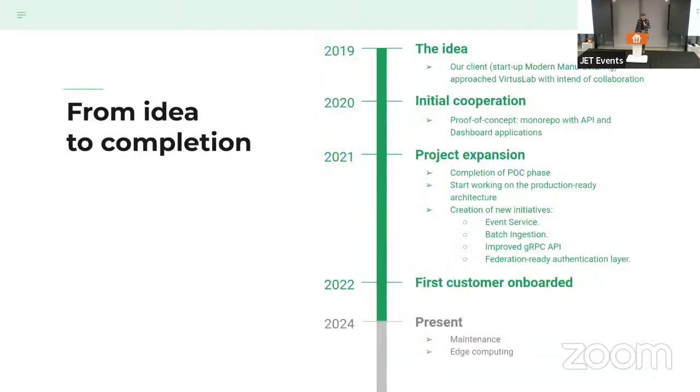So thanks to that, we went to the production and we developed a few components around the digital twin, like streaming service, batch ingestion. We improved the API by moving it from the REST to gRPC. And yeah, in 2022, the first customer got onboarded on the platform. And as time goes by, we maintain the platform and we are getting ready for the edge because we want to be closer to the data.